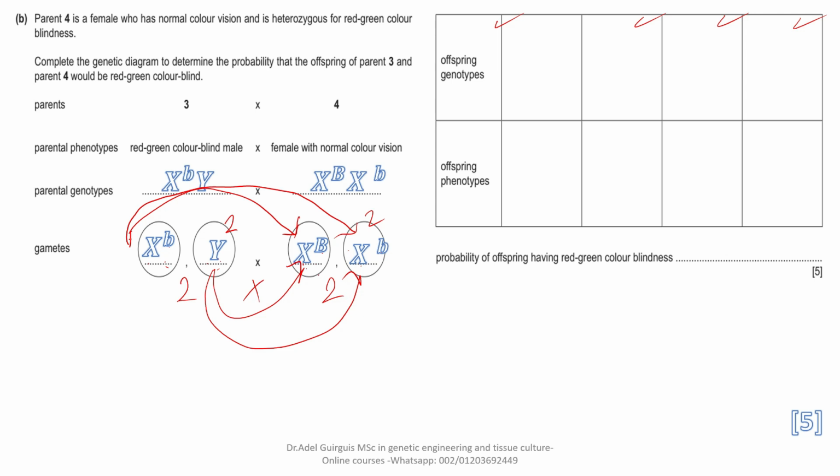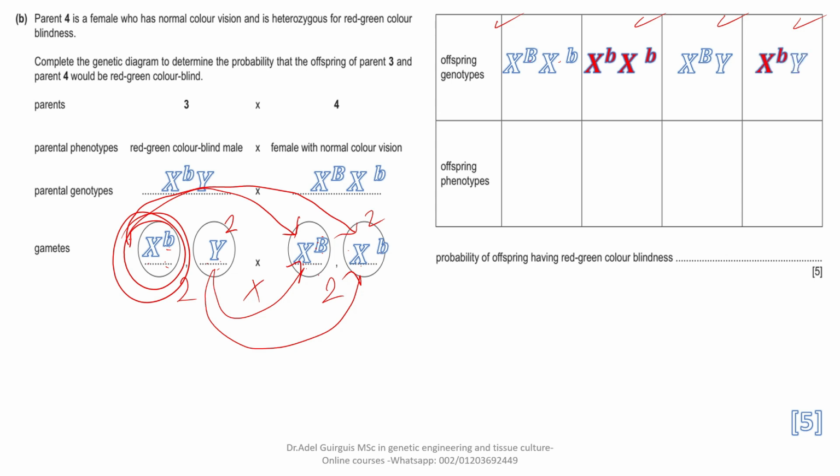Look now: 1 with 1 forms XP capital, XP small. It is recommended to start with capital first, then small: XP capital, XP small. Number 2 is XP small, XP small. Now we finished the options for this sperm. The second sperm, Y, is responsible for male offspring, male child: XP capital Y and XP small Y.